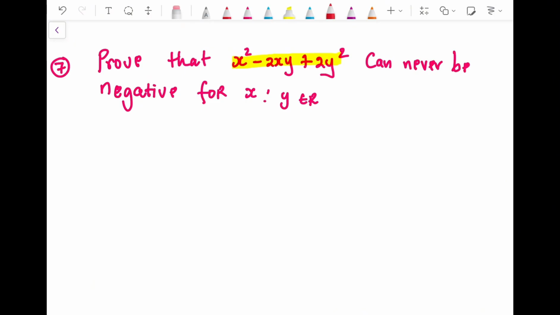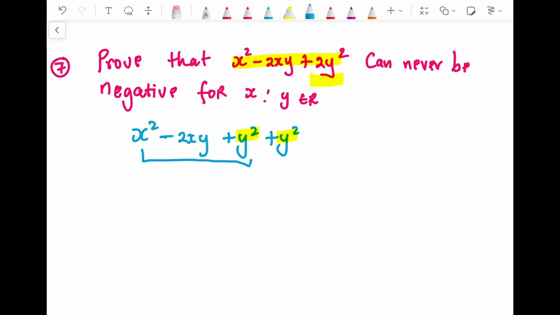So now this equation here can be written as x squared minus 2xy and then plus y squared plus y squared. Remember, y squared plus y squared is the same as 2y squared. Why am I writing this equation like this? I want to create a perfect square. Now this part here can be written as x minus y all squared plus what? Plus y squared.